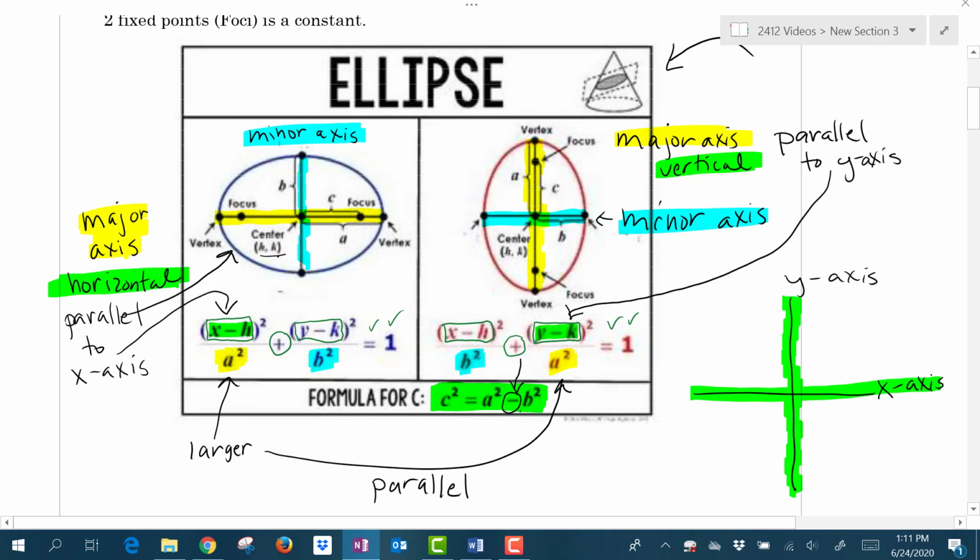Alright, now in the next few videos, we're going to be taking all of this information about ellipses and what a, b, and c mean, and the orientation and the equations, and we're going to apply them to some problems. So you might need to refer back to this page.